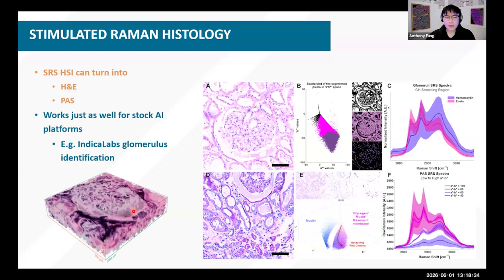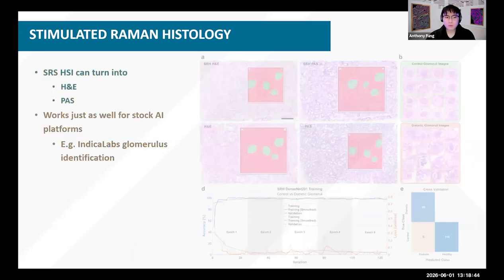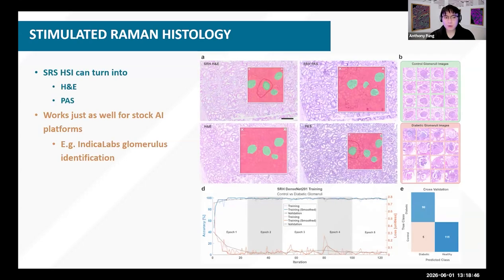We found that it also operates in 3D pretty well, so you can get 3D histology since again it's an optical sectioning technique. And it works pretty well with stock AI platforms. For example, we tried it out with the Halo AI by Indica Labs to identify structures of interest. You can see the top row is our Raman images that are recolored into the histology images, and the ground truth. They perform pretty well, but we also achieved very high classification accuracy and precision to identify the diseased glomeruli.